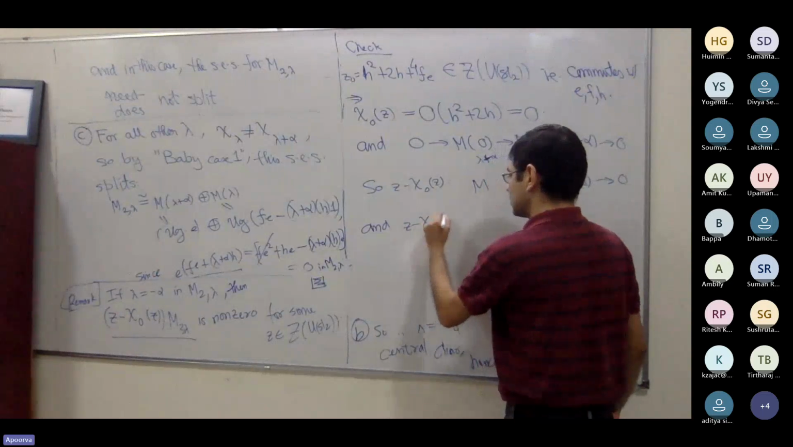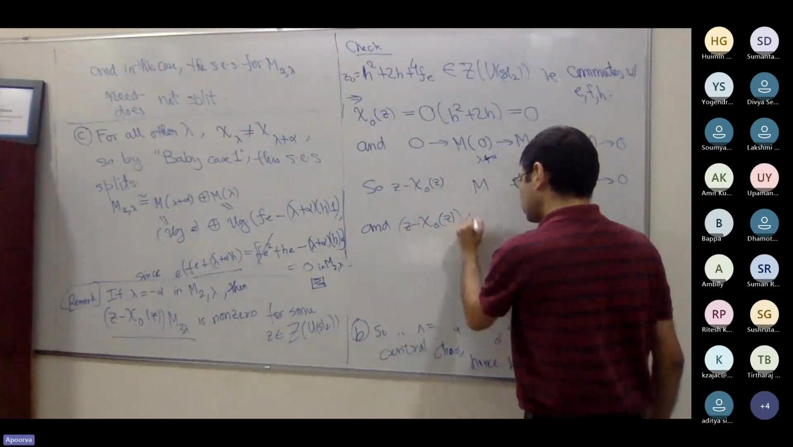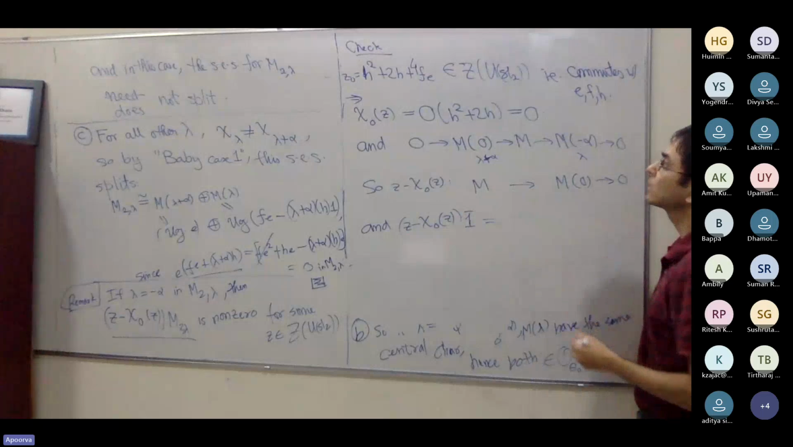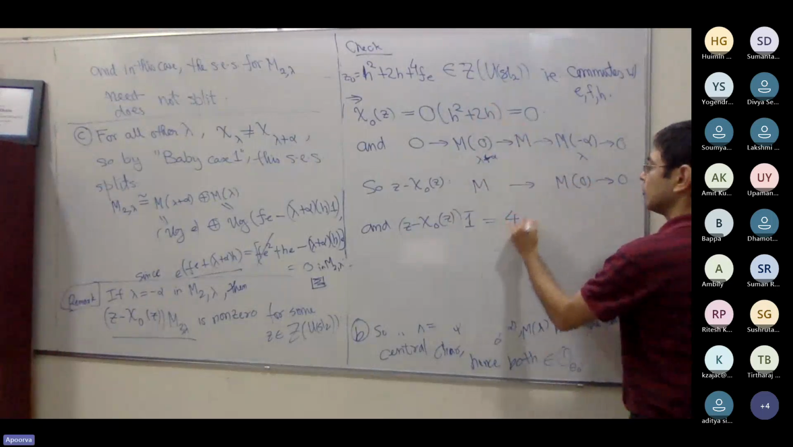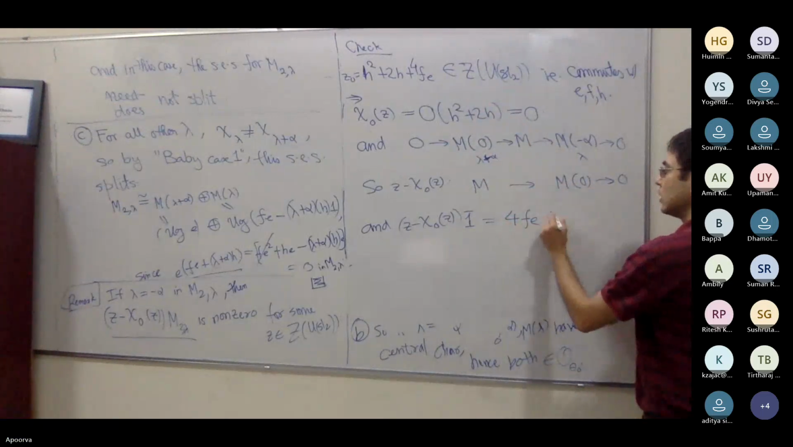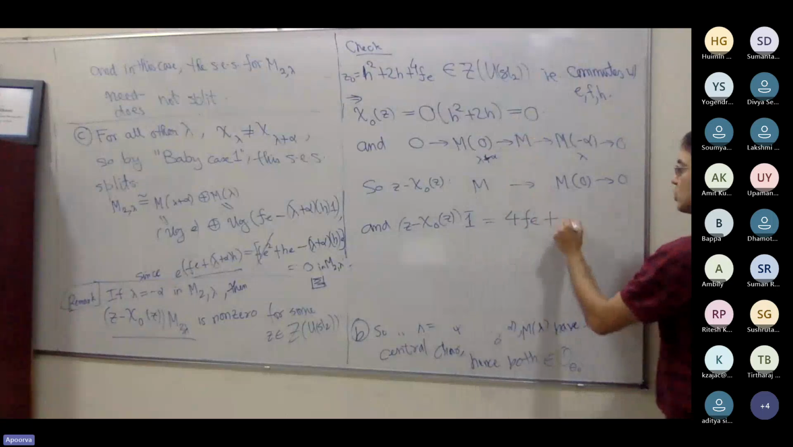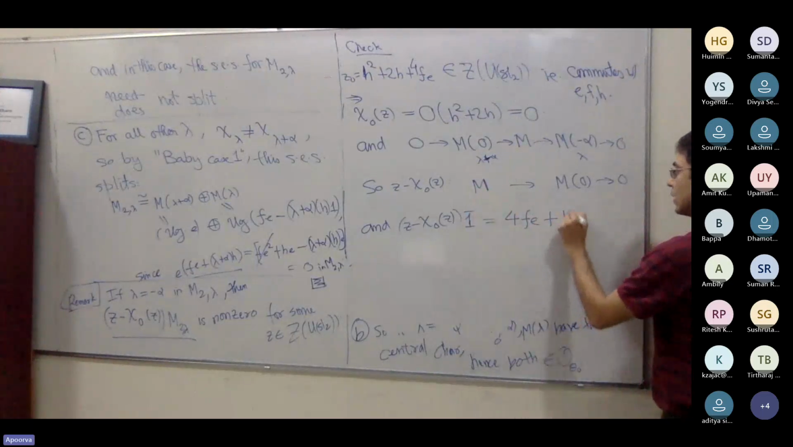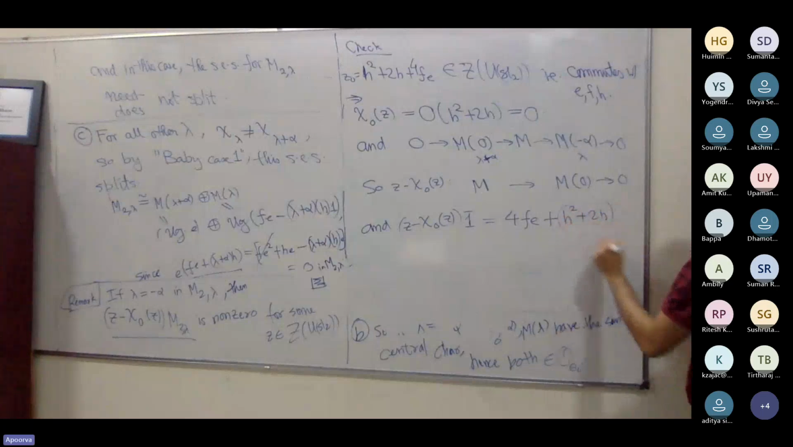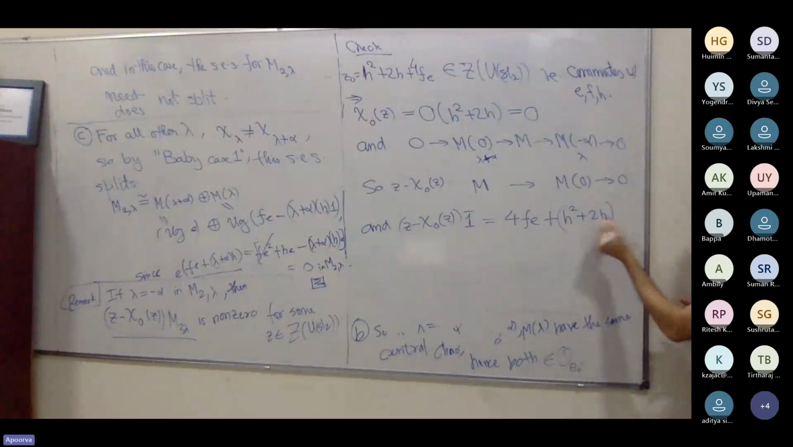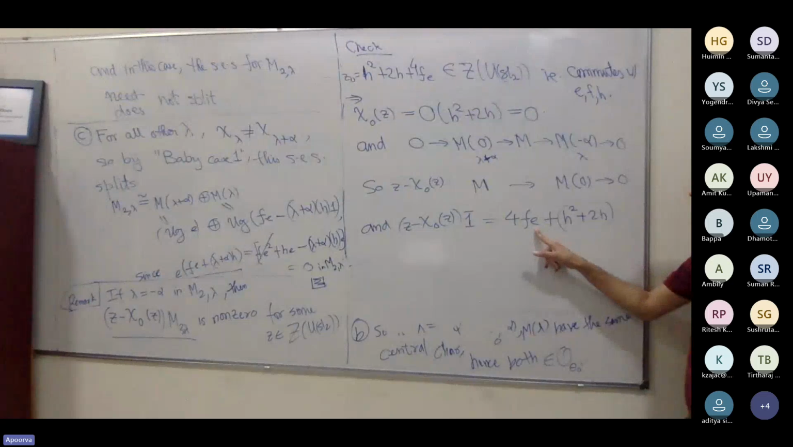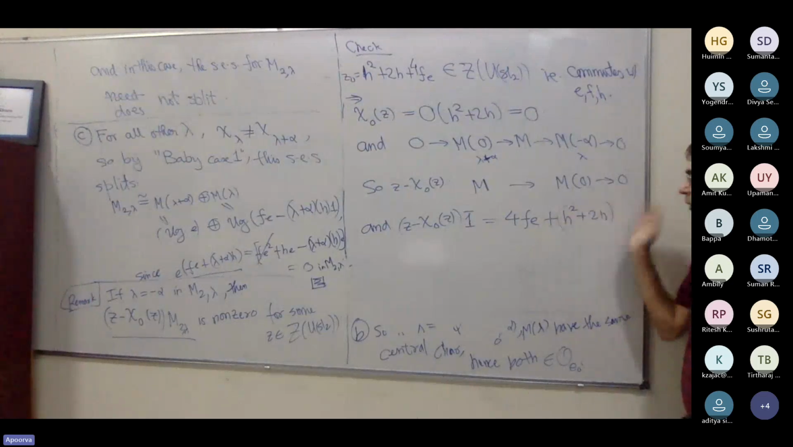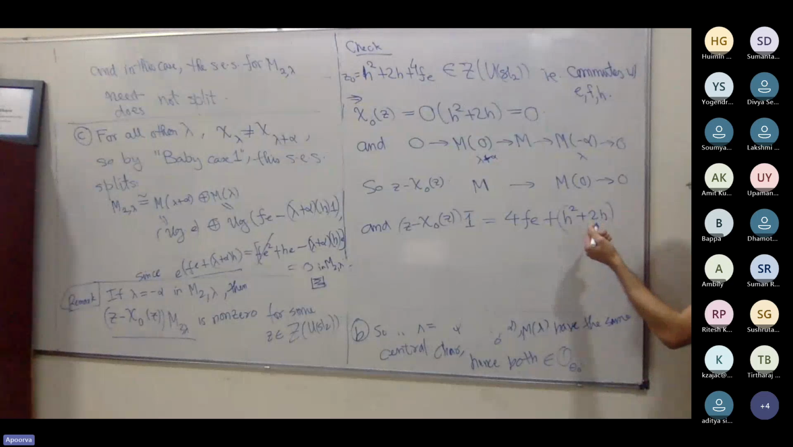Z minus chi naught of Z acting on 1 bar is how much? It is 4fe plus h square plus 2h. And clearly this is not 0 because e square is 0. So this part will never get 0 no matter what happens to h. H square plus 2h is 0.